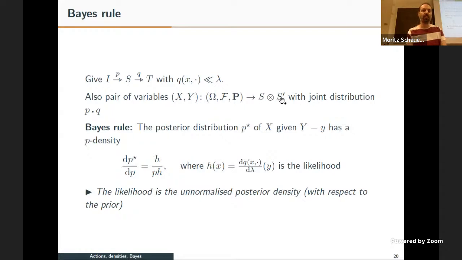into the space T. This should have a joint distribution, so that X has the marginal P, and then the pair X, Y has the joint distribution P dot Q. Then Bayes' rule essentially says that I have a likelihood, and I'm using again H, which is the density of the transition Q with respect to the reference measure with the Y fixed. And then I can give my conditional distribution P star given Y equals y, as it's defined by the measure P star has with respect to P, the likelihood ratio H over PH.